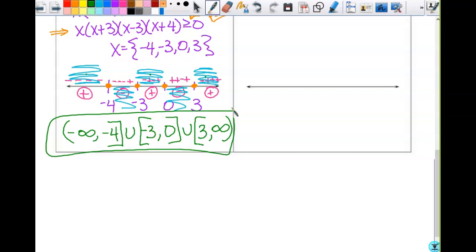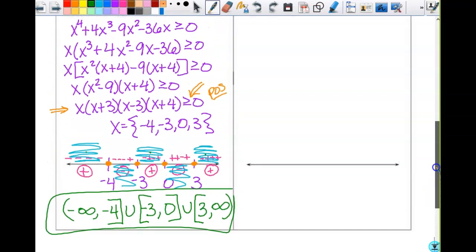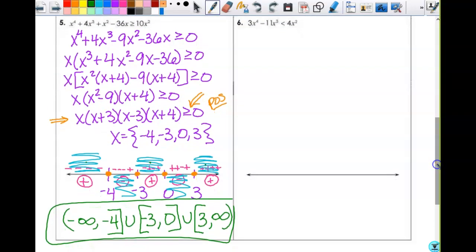Okay. All right, so then number 6, I'm going to set it equal to 0. So 3x to the 4th minus 11x cubed minus 4x squared less than 0. So go ahead and factor that. Find your zeros. See if you can get the chart done. All that good kind of stuff without me talking you through it.